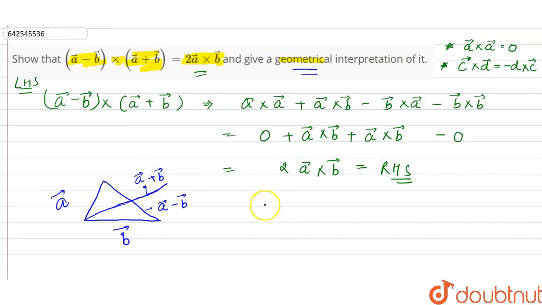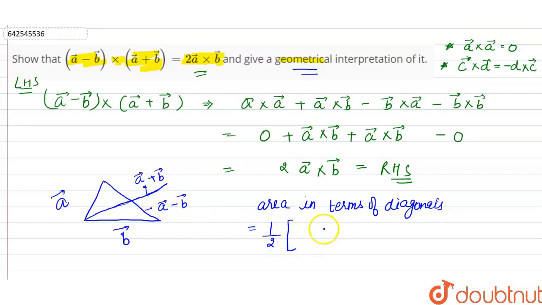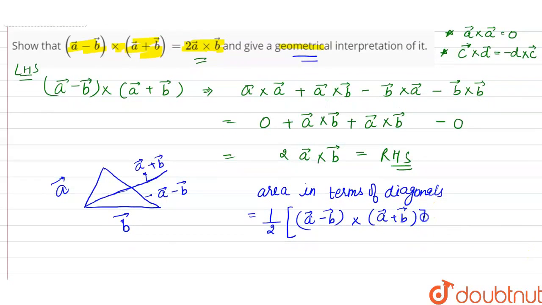So in terms of area, the area in terms of diagonals will be equal to half into the cross product of these two vectors. So we can say a vector minus b vector cross a vector plus b vector. This is the geometrical representation of this question.